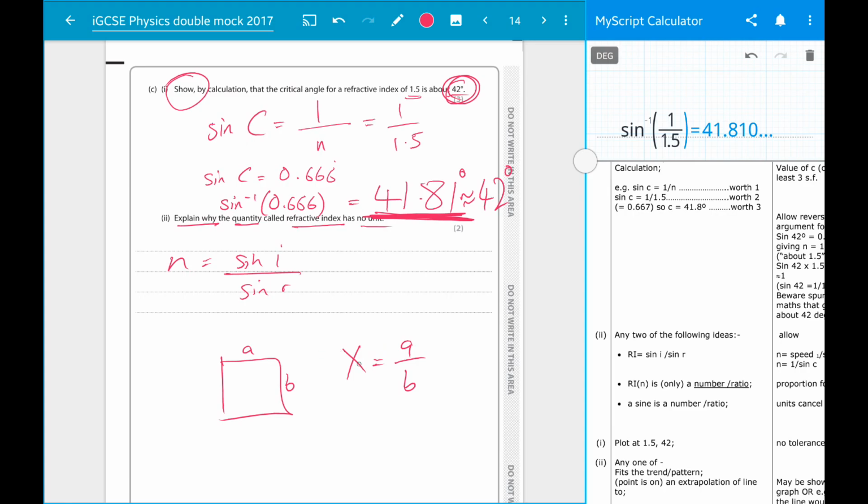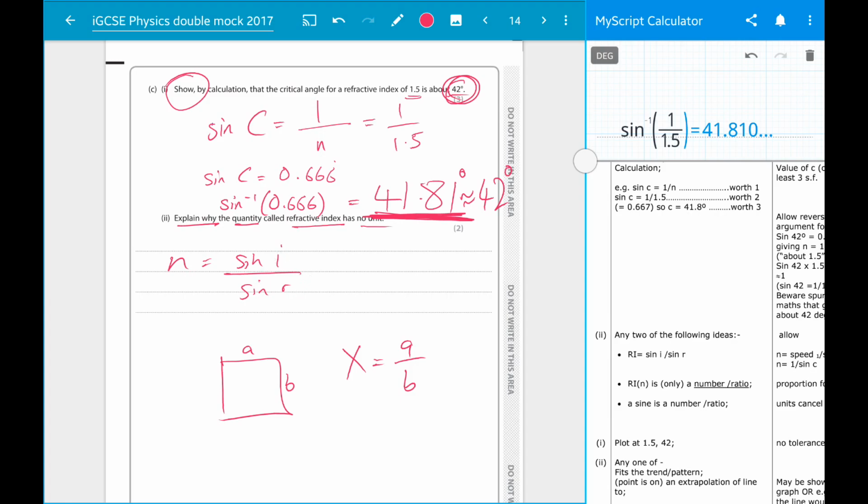Any value that you work out that has the same units on the top of a divide sign and the bottom of a divide sign cancel out. So if this was measured in centimetres and this was measured in centimetres, then your unit for x would be centimetres per centimetre. They cancel out. There is no unit. So x would have no unit. Here, sine i divided by sine r has no unit because the two cancel out.